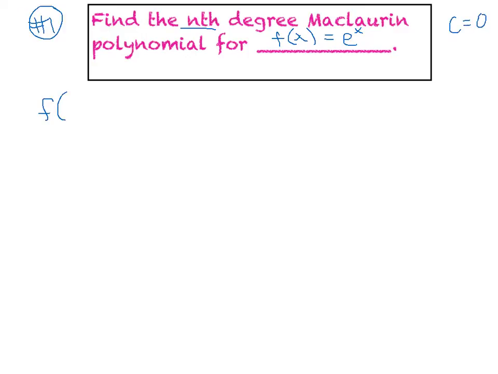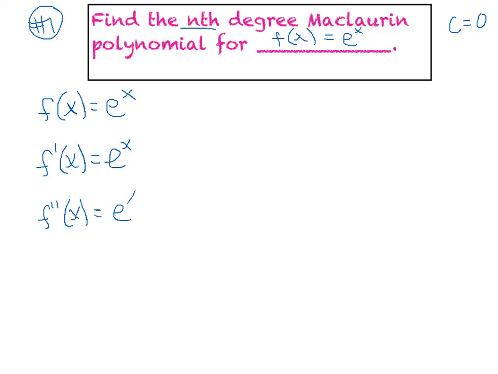So let's see. Here's how I organize my thoughts. I know that the original function is e to the x. I know the first derivative is e to the x. I know that the second derivative is e to the x. This seems a little redundant right now. I know the third derivative is also e to the x. What I'm going to do is evaluate each of those derivatives at 0.